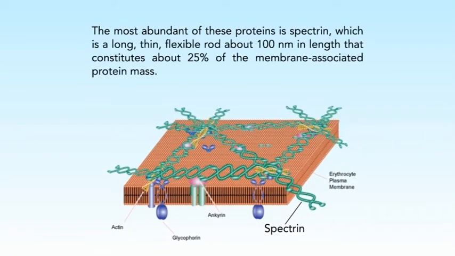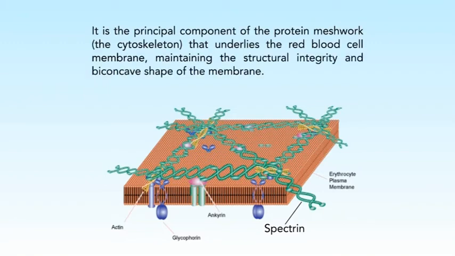The most abundant of these proteins is spectrin, which is a long, thin, flexible rod about 100 nanometers in length that constitutes about 25% of the membrane-associated protein mass. It is the principal component of the protein meshwork, the cytoskeleton that underlies the red blood cell membrane, maintaining the structural integrity and biconcave shape of the membrane. If the cytoskeleton is dissociated from the red blood cell ghosts in low ionic strength solutions, the membrane fragments into small vesicles.